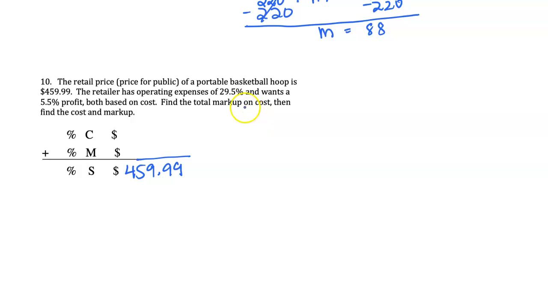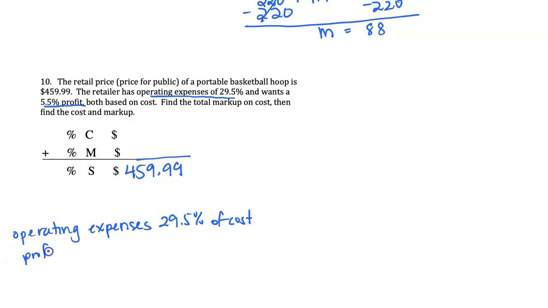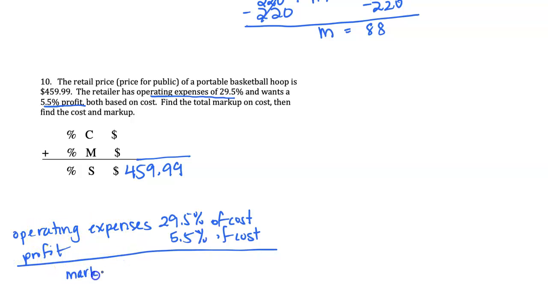Okay. I'm going to put together our operating expenses and our profit. Operating expenses are 29.5% of cost, and profit is 5.5% of cost. Because they're both of cost, we can combine them together, and all of this is our markup. Remember, the markup pays for our expenses and anything extra, and adding these together, we get 35% of cost. That can now go into our chart.